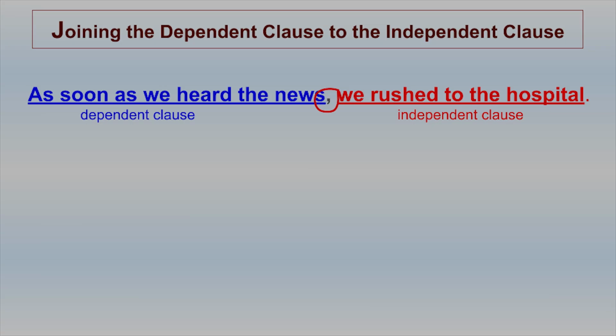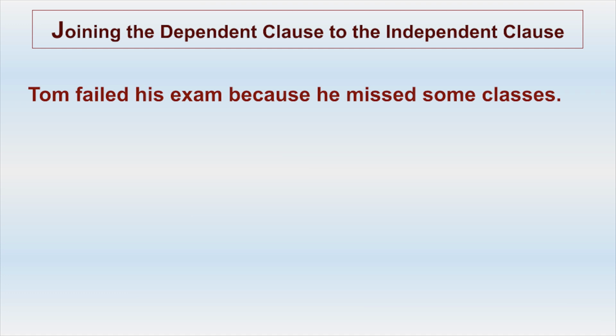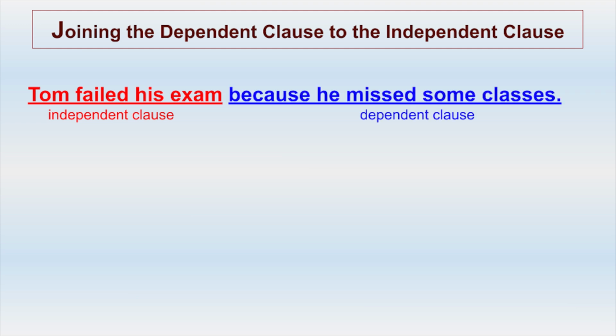Our next sentence is, Tom failed his exam because he missed some classes. Tom failed his exam is the independent clause. Because he missed some classes is the dependent clause that begins with the subordinating conjunction because. No comma is necessary to separate the clauses because the independent clause precedes the dependent clause.